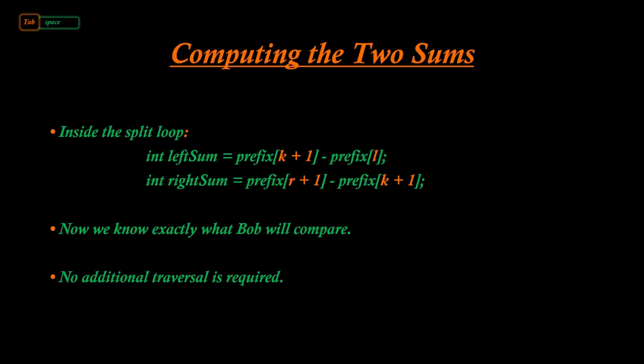Inside the innermost loop, we calculate the two sums using our prefix array. The left sum is prefix[k+1] minus prefix[L]. The right sum is prefix[R+1] minus prefix[k+1]. Notice that there is no loop involved here. Each sum takes constant time. This is what allows our overall algorithm to remain within O(n cubed) instead of becoming even more expensive. Once the two sums are known, we simply apply our three-case recurrence.